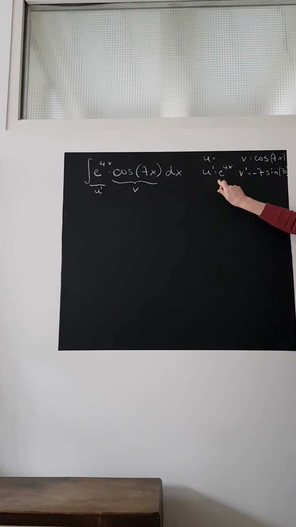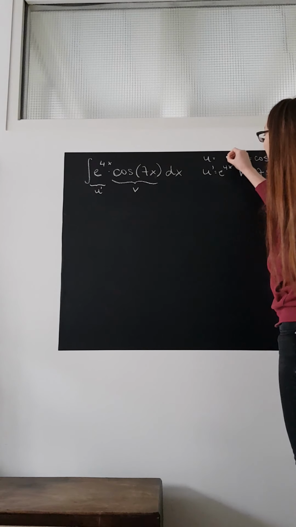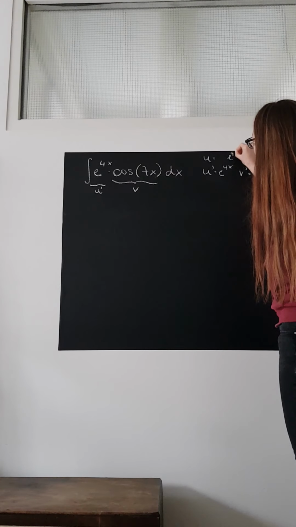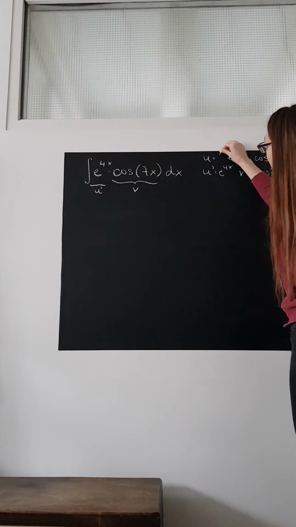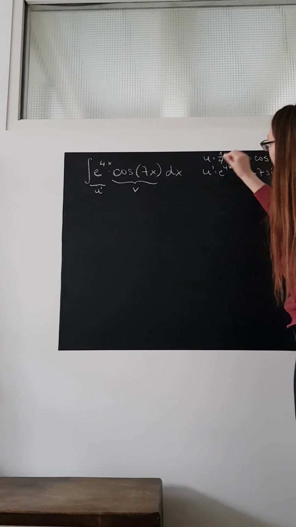And the antiderivative of that one, what is the function whose derivative is e to the power of 4x? That's e to the power of 4x, and the 4 comes down, so I have to make up for it: a quarter e to the power of 4x.